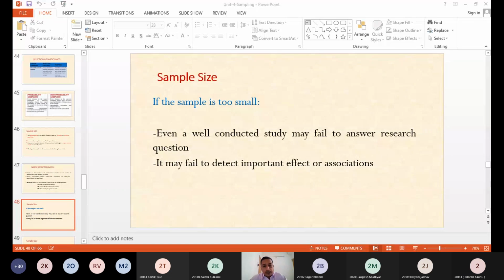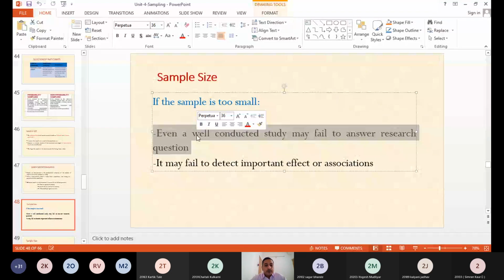While we are talking about sample size, if the sample size is smaller than required, then the conducted study may fail to answer the research questions. We will not be able to answer the research question. It may also fail to detect the important effect of association. So whatever associations or relationships we want to measure between the various variables, we will not be able to detect properly.